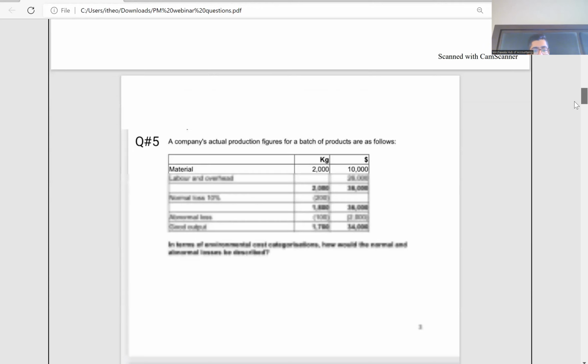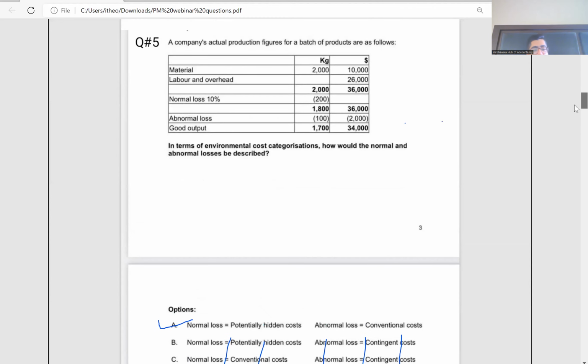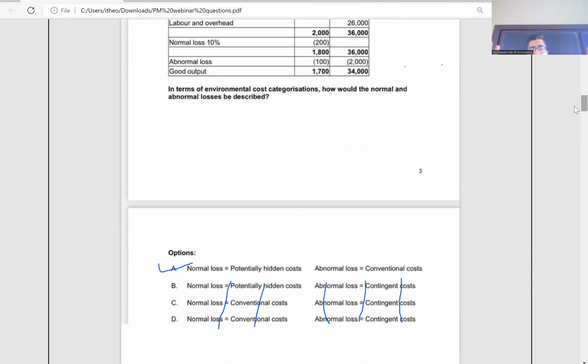Okay. And question number 5, it's asking which categories normal and abnormal loss fall in. Remember, I just told you about contingent costs. Contingent costs are future costs, cleanup costs after production is over. Abnormal loss and normal loss never fall in contingent future cost, therefore I removed option B. The correct answer is A. Normal loss is always a hidden cost because you are boiling water and 10-20% gets evaporated. It's a normal loss, it's hidden. And abnormal loss is a traditional conventional cost.